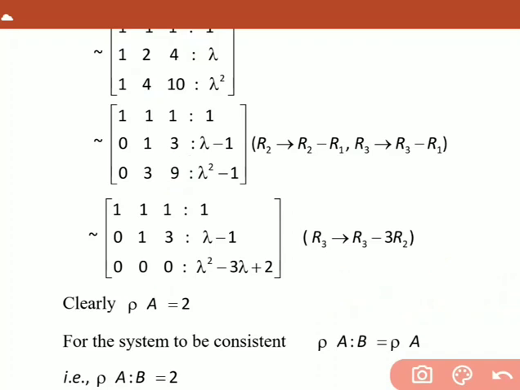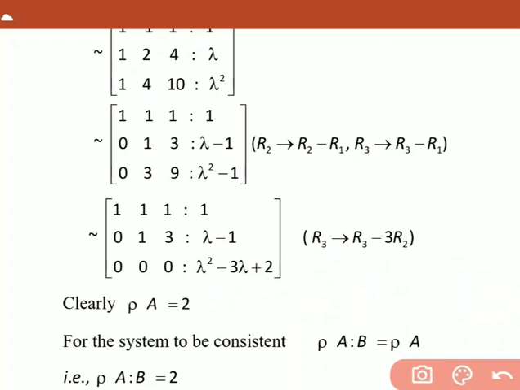And next one is this one, lambda square. R3 here in the third row, what we have here? We have lambda square minus 1, minus 3 times R2. What we have here R2 is lambda minus 1. So open this bracket. What we get here is lambda square minus 1 minus 3 lambda plus 3. Minus 1 plus 3 gives plus 2. So this is the next element.